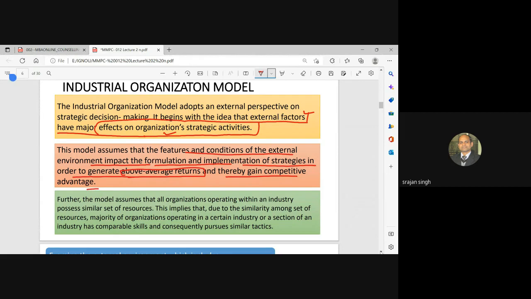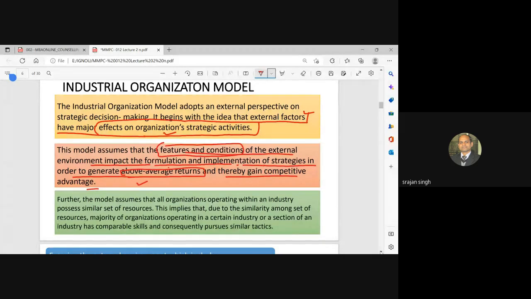So this industrial organization model assumes that the features and conditions of the external environment impact the formulation and implementation of a strategy. It means that whatever the characteristics of the external environment are, they impact the formulation and implementation of strategies in order to generate above average return, or subsequently supernormal returns.